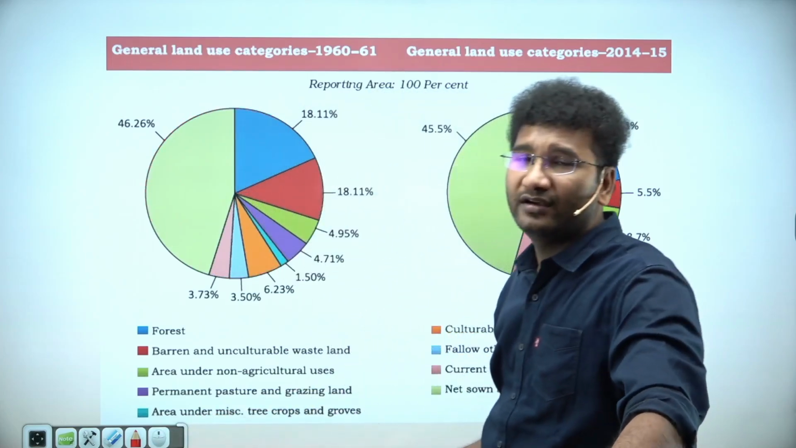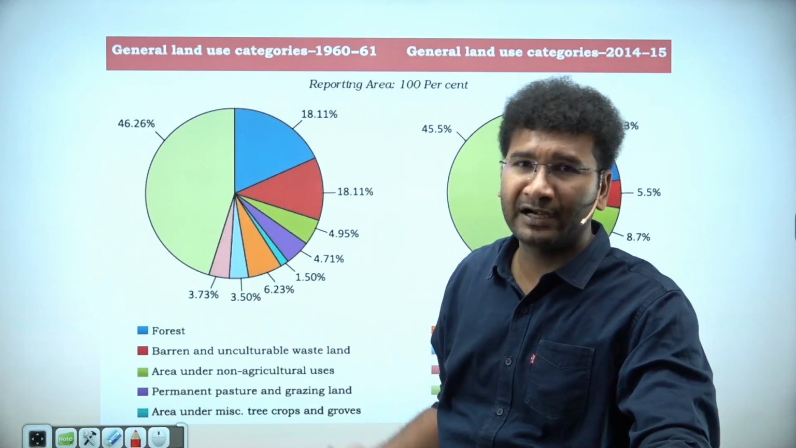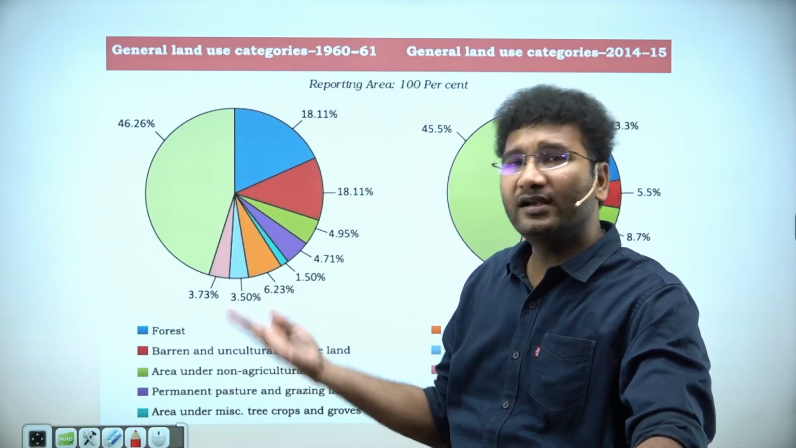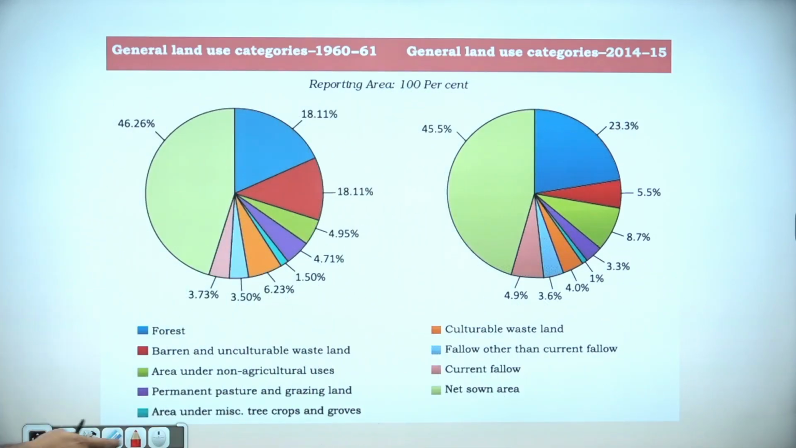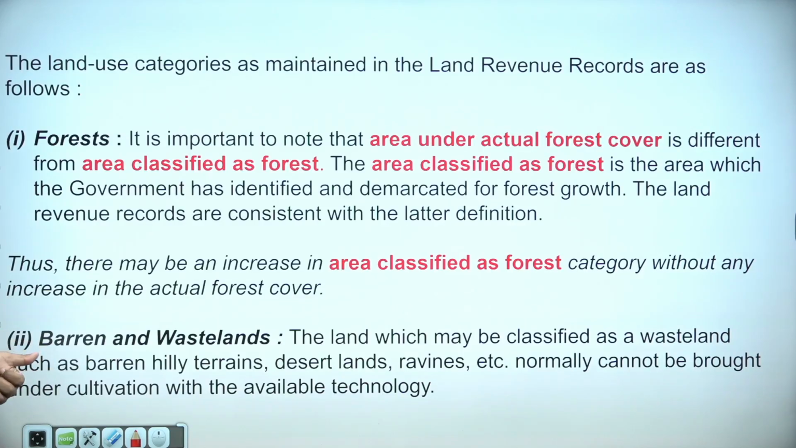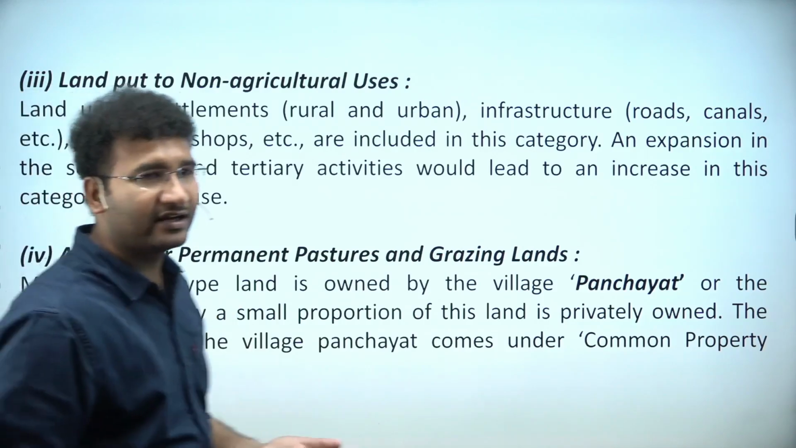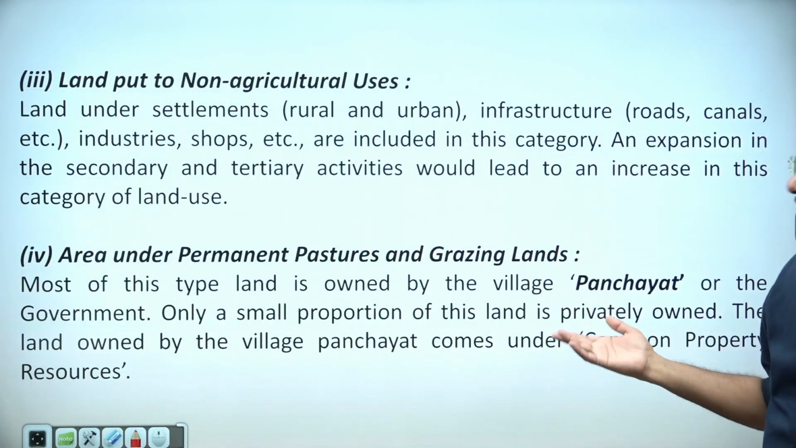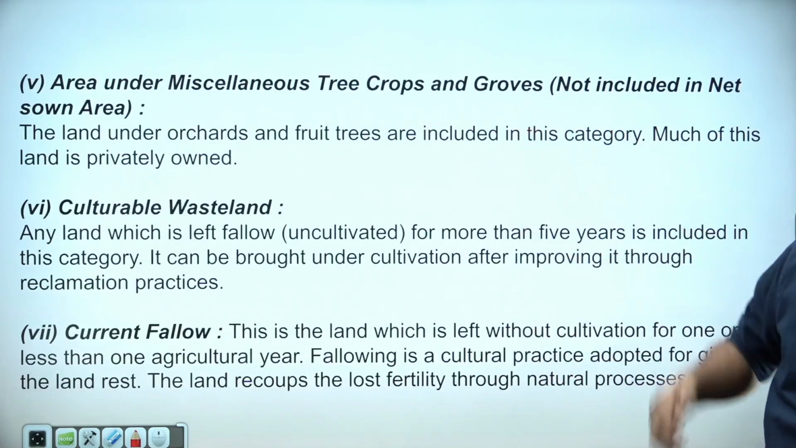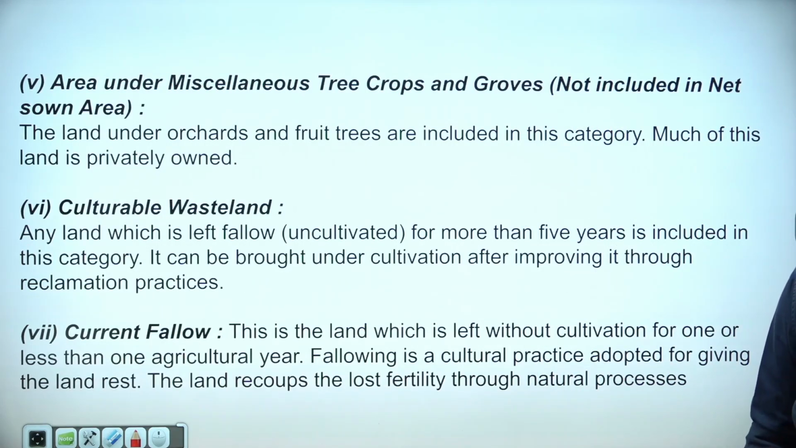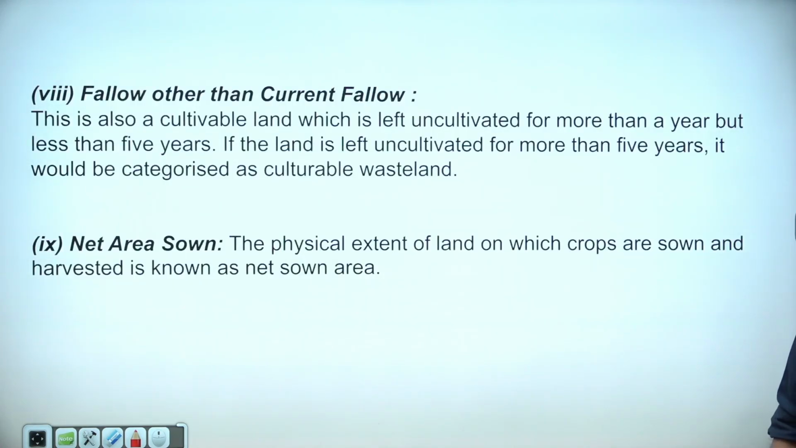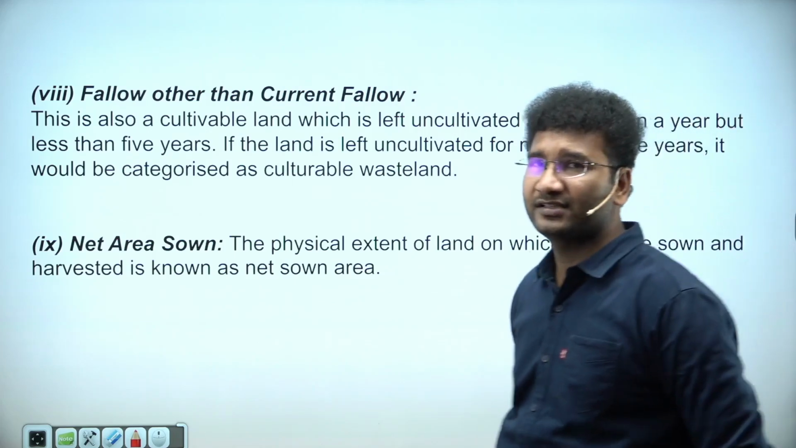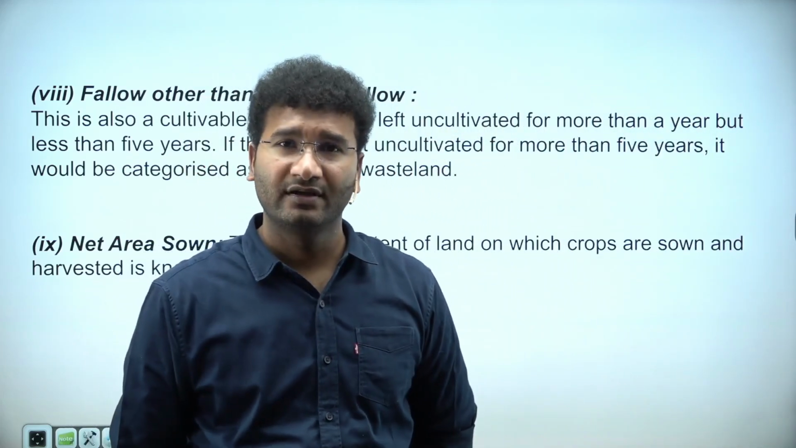So the Government of India wants to understand the changes in the pattern of land use, right? So broadly, for that you need to know the definitions also. These definitions are: number one, barren and wasteland, land put to non-agricultural use. Next, area under permanent pasture and grazing land, area under miscellaneous tree crops and groves, culturable wasteland, current fallow land, fallow land other than current fallow land, net sown area. These are some definitions that you must know when you are going for Human Geography NCERT.